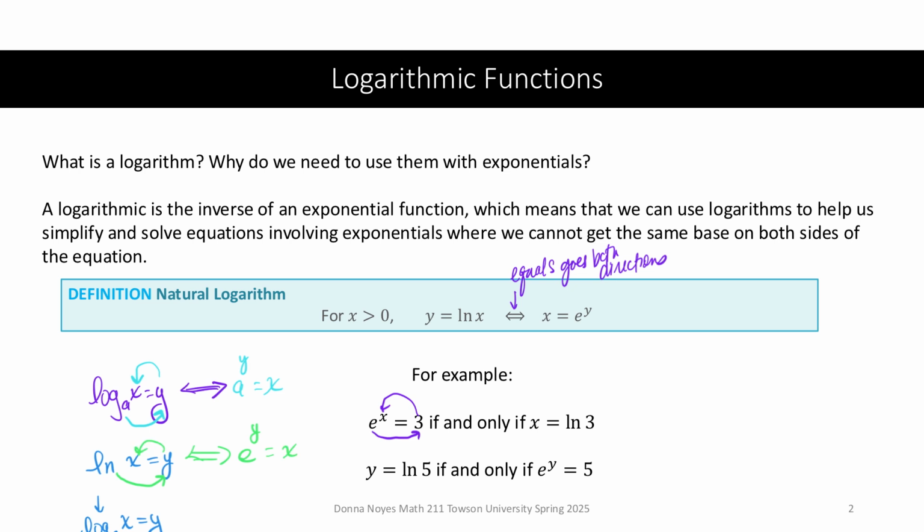And what I was saying about being able to go backwards is also true. If I had p to the 3 equals q, I could rewrite that as log base p of q equals 3. So we can read it going both directions. So we would say y equals the natural log of 5 if and only if e to the y equals 5.